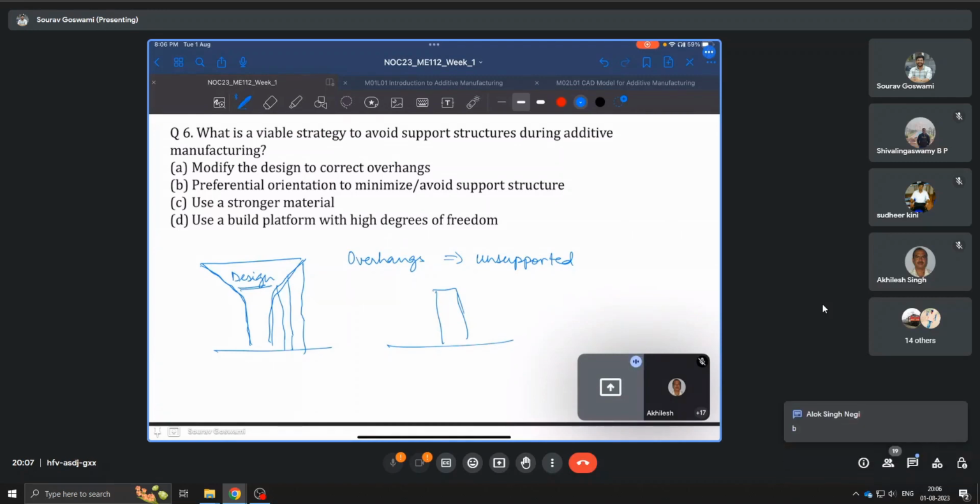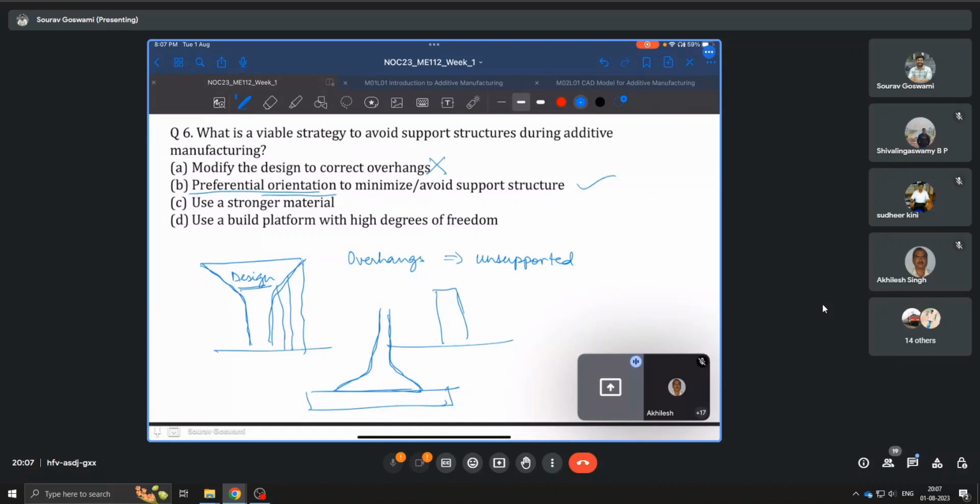Modify the design? No. Alok says B. Okay. Sudhir also says B, right? So maybe we can orient it in a way rather than printing it like this. If I print it like this, now you see, there is no part which needs support. It is self-supported. So a good orientation or a preferential orientation, true.